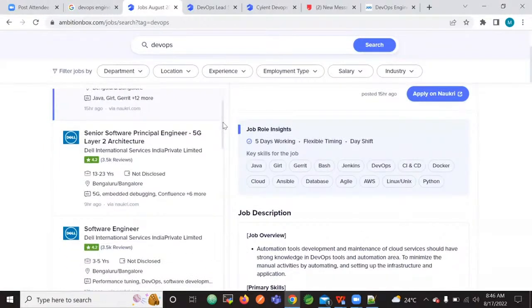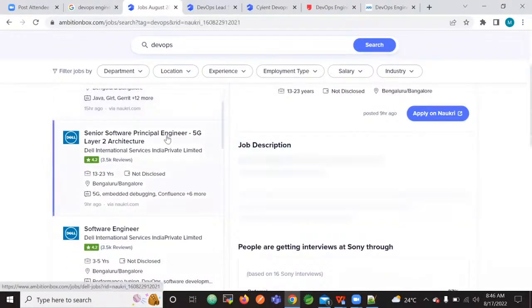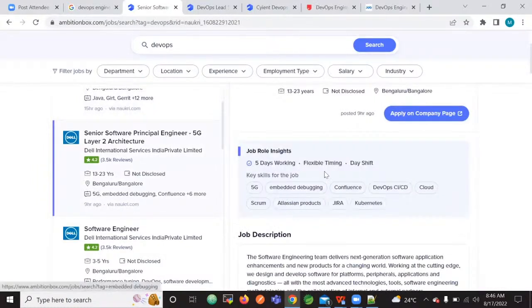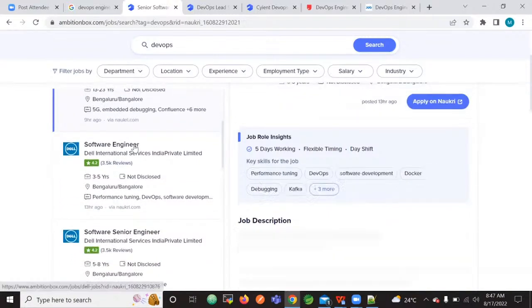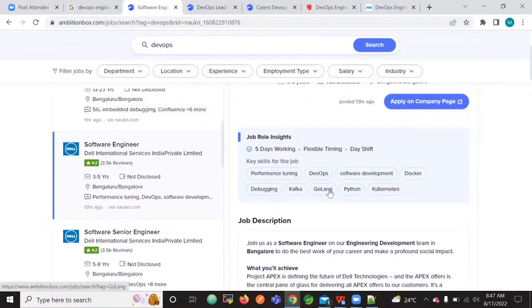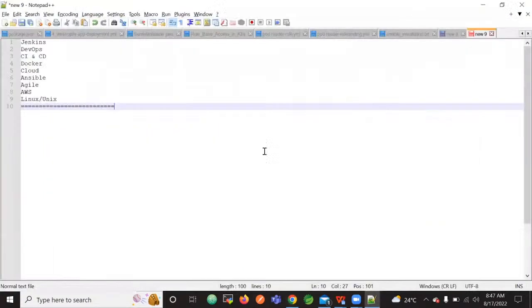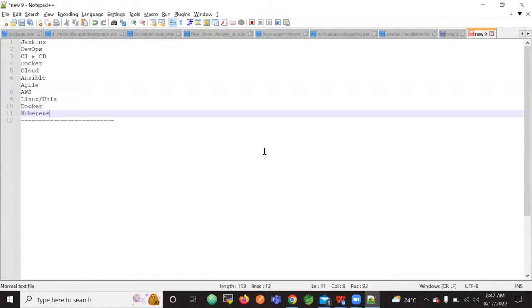What is that? Senior Software Principal Engineer, 5G Layer 2 Architecture. This also requires DevOps CI/CD, and they are asking for Kubernetes. So DevOps CI/CD cloud, they didn't mention what cloud they want, but they mentioned DevOps CI/CD cloud and then Kubernetes. Okay, let us scroll down. Software engineer. So here in the software engineer also, they are asking Docker, Kubernetes, Python, Kafka, DevOps, performance tuning, and all. So Docker, Kubernetes. If you can see, the two jobs asked for Docker and Kubernetes.